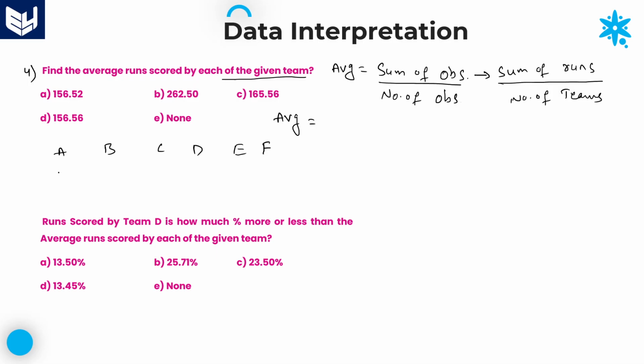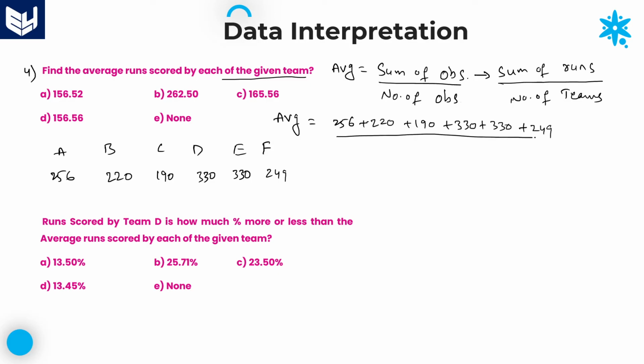Here the first value A is equal to 256, B is equal to 220, C is equal to 190, D value and E value both are the same, 330, and F is equal to 249. Now we need to add all these values. Sum of the runs: 256 plus 220 plus 190 plus 330 plus again 330 plus 249, divided by the number of teams, a total of 6 teams that we have taken. So divided by 6, the required average is equal to, add all the values.